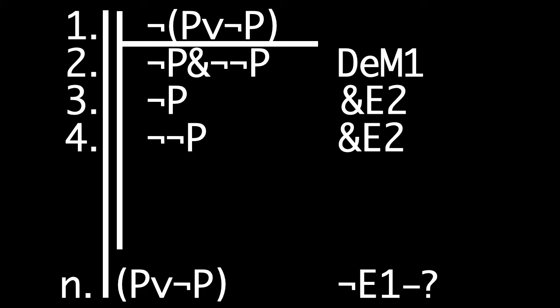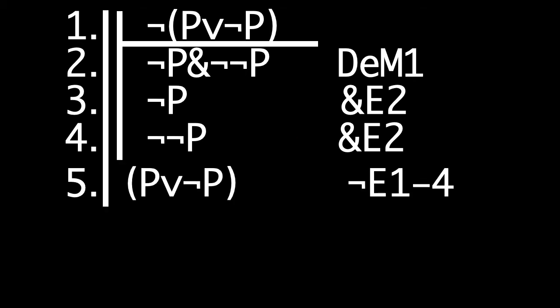Remember, we're inside a reductio subproof planning to apply negation elimination. So what we want is an explicit contradiction. And that's actually what we've gotten. Lines 3 and 4 here are a sentence, not P, followed by the negation of that sentence, not not P. So line 3 and 4 gives us an explicit contradiction. That means we can close the subproof and apply negation elimination. So close the subproof, we write line 5, P or not P, negation elimination 1 through 4.